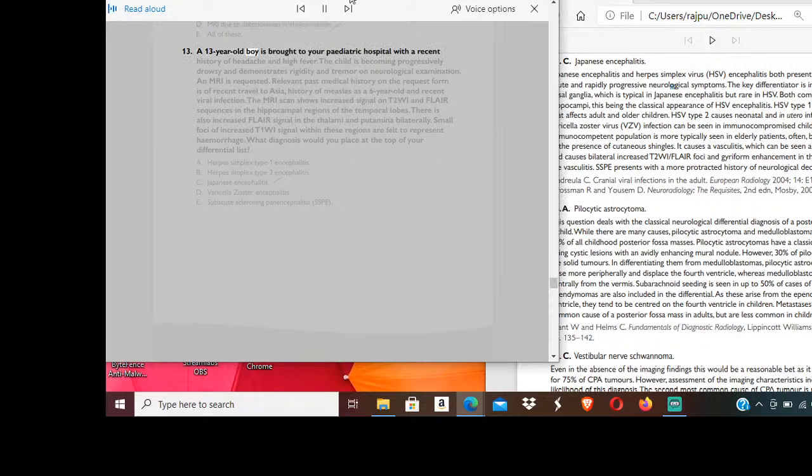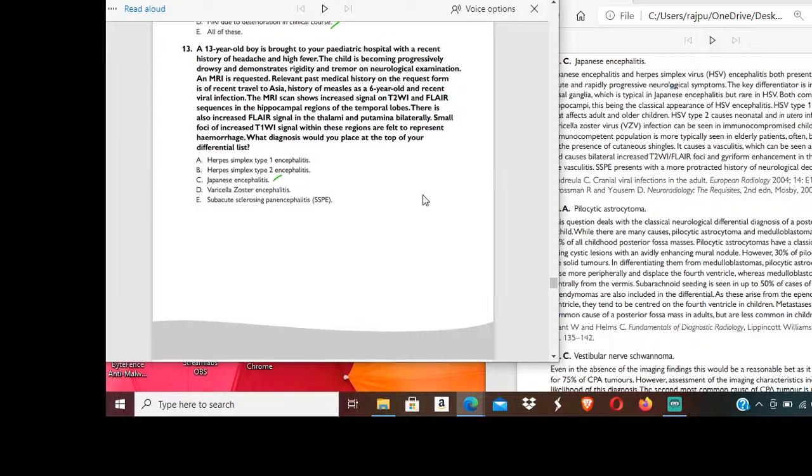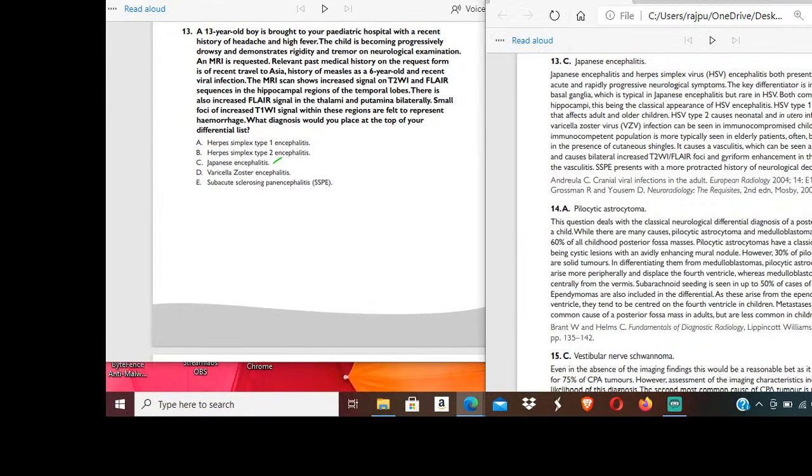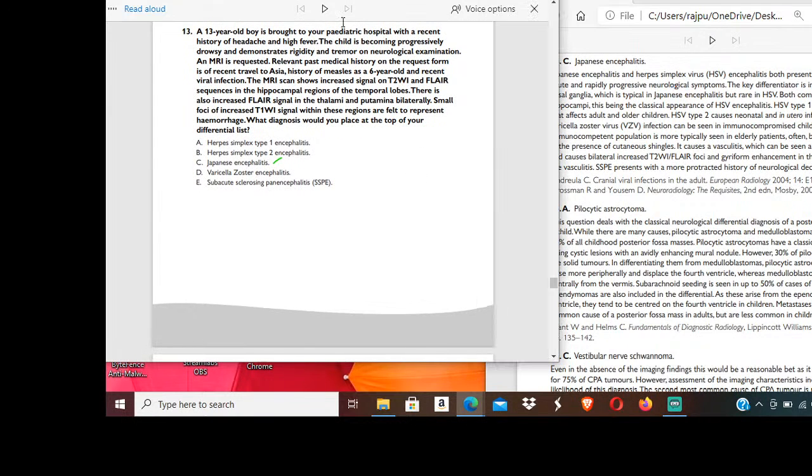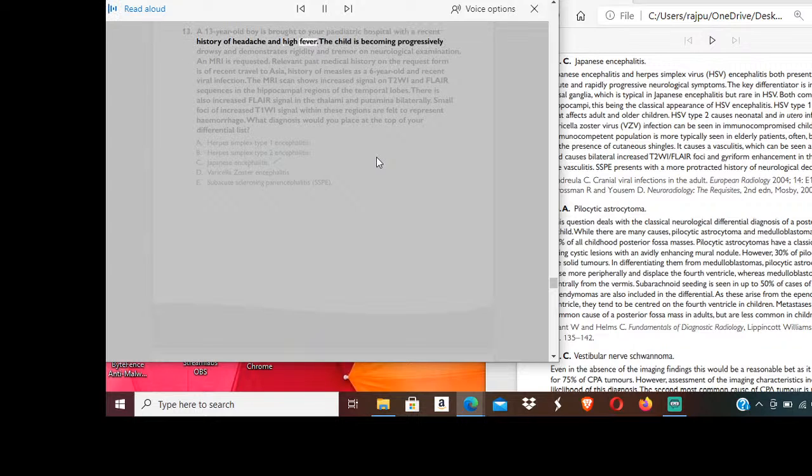A 13-year-old boy is brought to your pediatric hospital with a recent history of headache and high fever. The child is becoming progressively drowsy and demonstrates rigidity and tremor on neurological examination. An MRI is requested. Relevant past medical history on the request form is of recent travel to Asia, history of measles as a 6-year-old and recent viral infection.